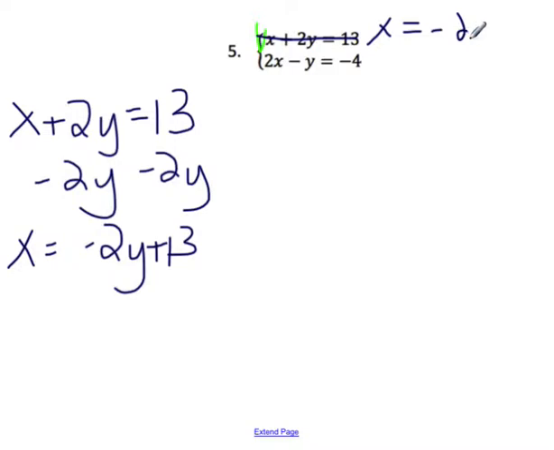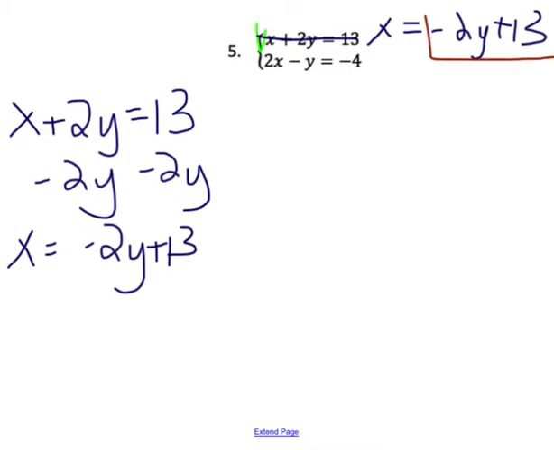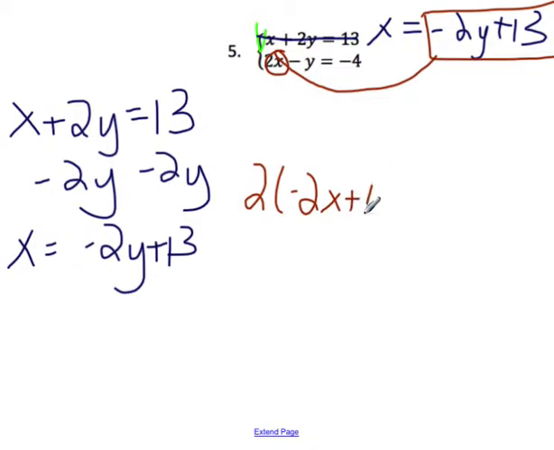X is equal to a negative 2y plus 13. So then now I know that x is equal to this guy right here. So where I see x down here, I can plug in that exact equation. So I'll keep the 2 there, but instead of writing x, I'm going to write negative 2y plus 13 minus y is equal to negative 4.